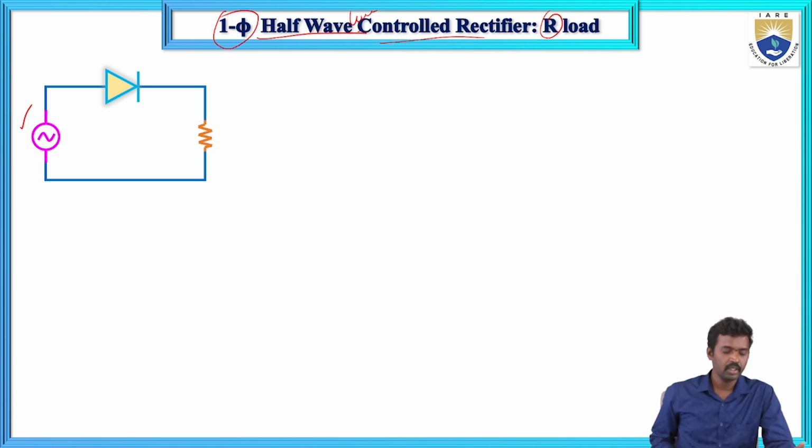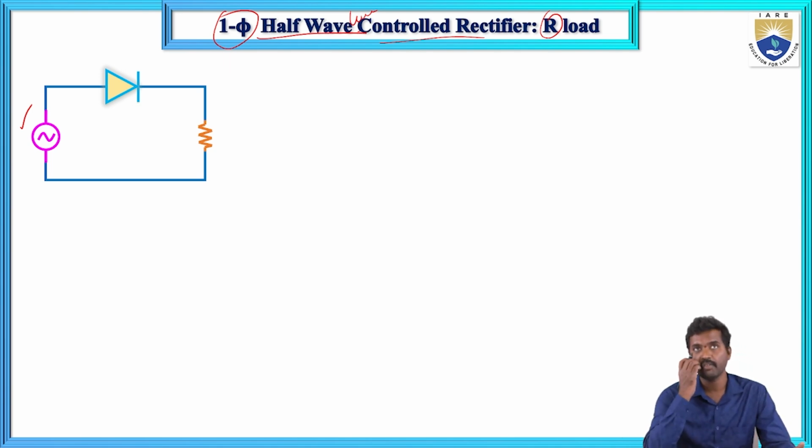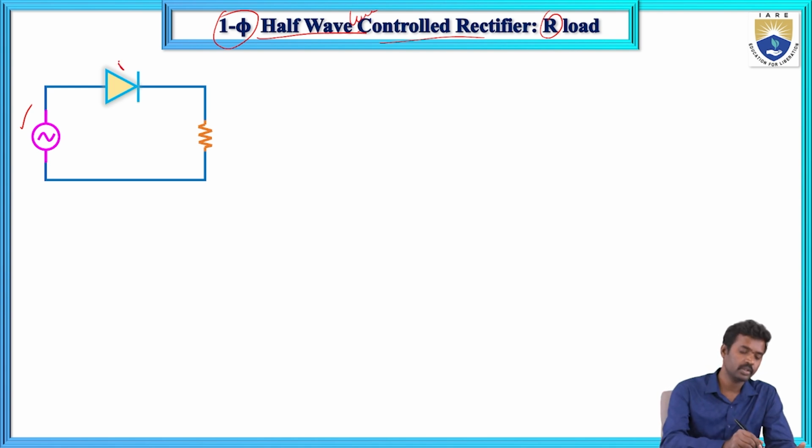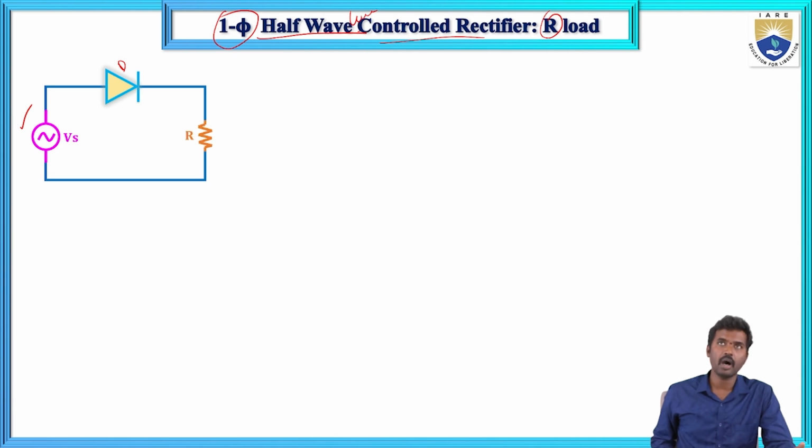Uncontrolled rectifier means here we are using a diode. So first one is the diode. The supply voltage I am giving to the diode, and now the R load I am taking. Here this is V0, and this is the I0 output current.